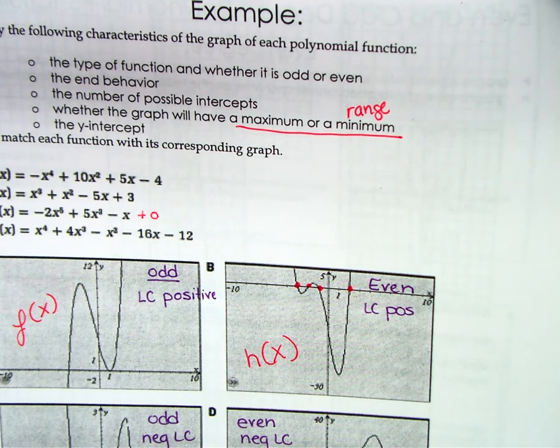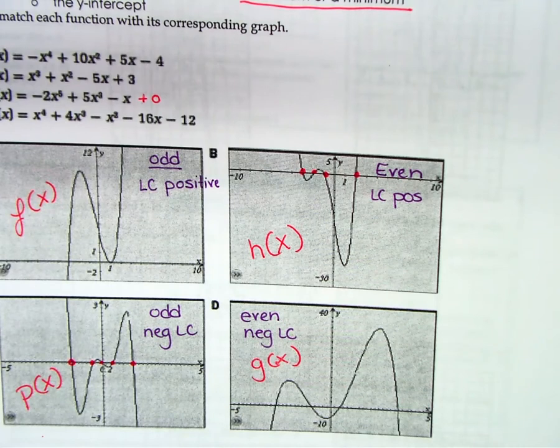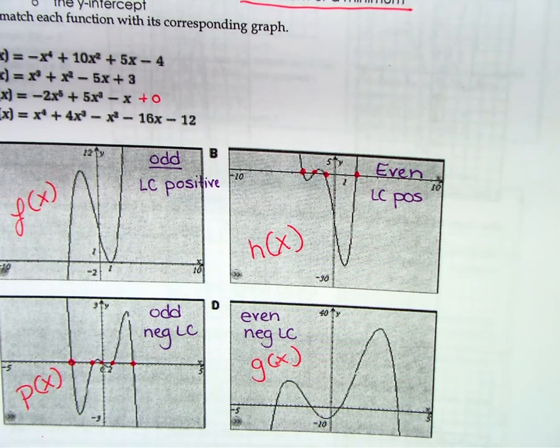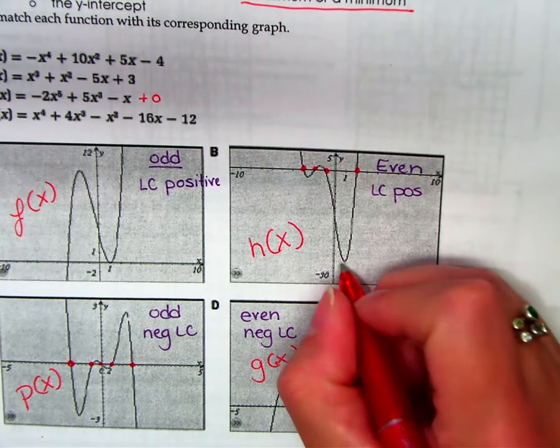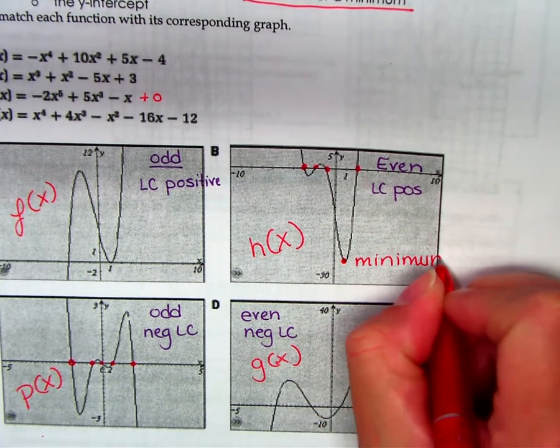Well, they do go on forever, but like only in a certain direction. Right, but they both go on forever in the same direction. So let's look at this graph. If it opens up, go back and think about your parabolas. If it opens up, do we have a maximum or do we have a minimum? A minimum. So this graph here has a minimum.